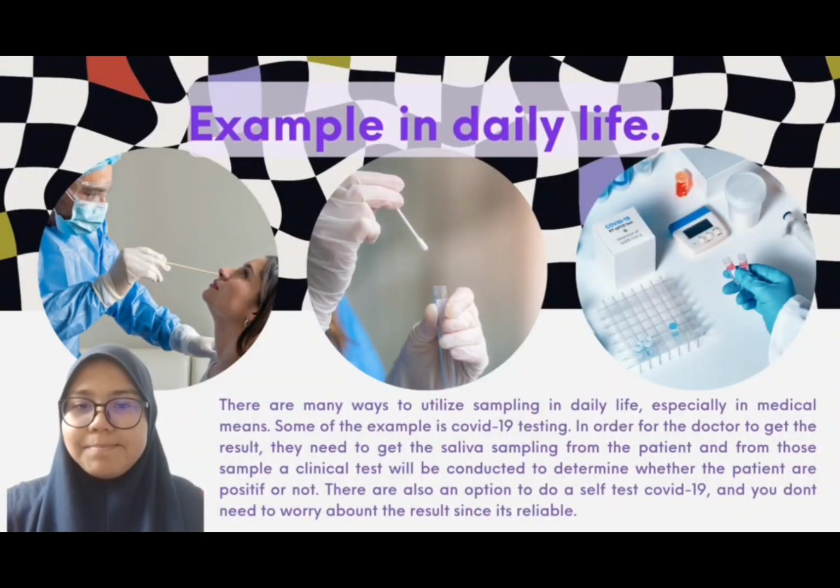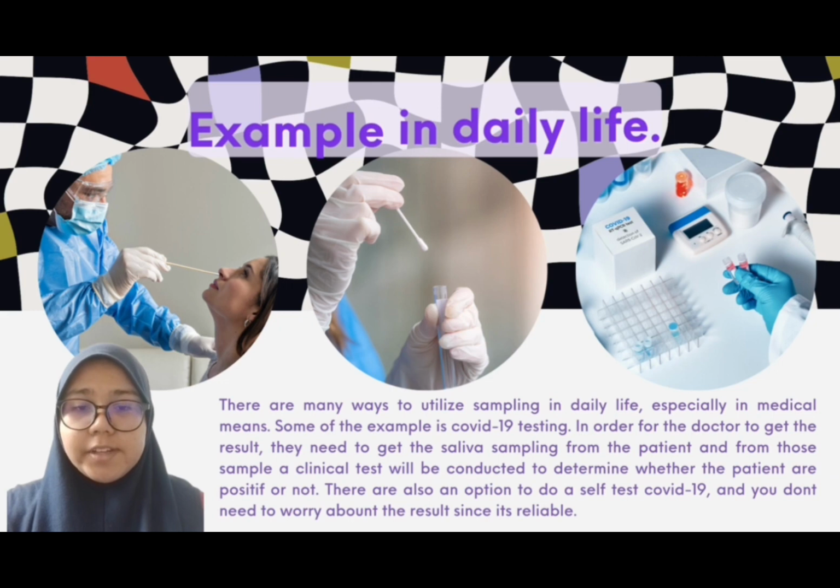Next, we move on to the examples in daily life. There are many ways to utilize sampling in daily life, especially in medical means. One of the examples is the COVID-19 test. In order for the doctor to get the result, they need to get a sample from the patient, and from those samples, a clinical test will be conducted to know whether the patient is positive or not. There is also an option to do a COVID-19 test at home using an antigen test. You don't need to worry about the result, since the results are reliable.